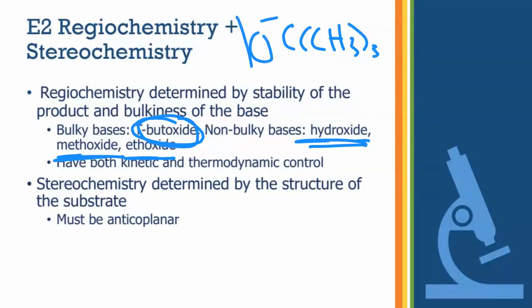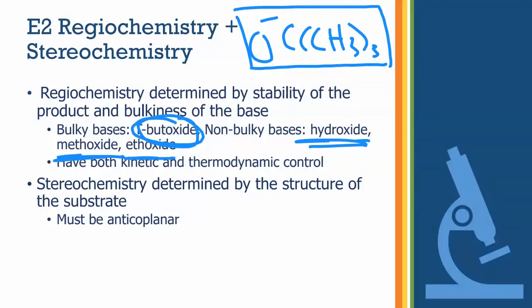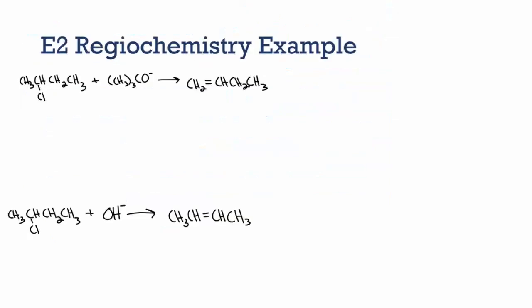So that is t-butoxide, and that's the only one you'll have to remember for bulky bases. And then stereochemistry is determined by the structure of the substrate, so we have to have that anticoplanar. We cannot have E2 unless we have the hydrogen and the leaving group anticoplanar. So, examples of this, regiochemistry.